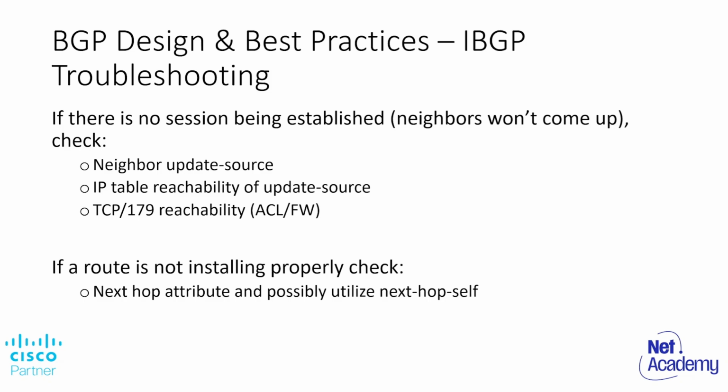Likewise, remember that BGP is a reliable routing protocol. Ensure that you're not blocking TCP 179 between two neighbors, right? If you have an ACL or firewall or something like that, ensure that you're allowing TCP 179 to get through. And if your neighbor is up, but a route is not installing, look at that Next-Hop attribute and possibly consider utilizing Next-Hop self.